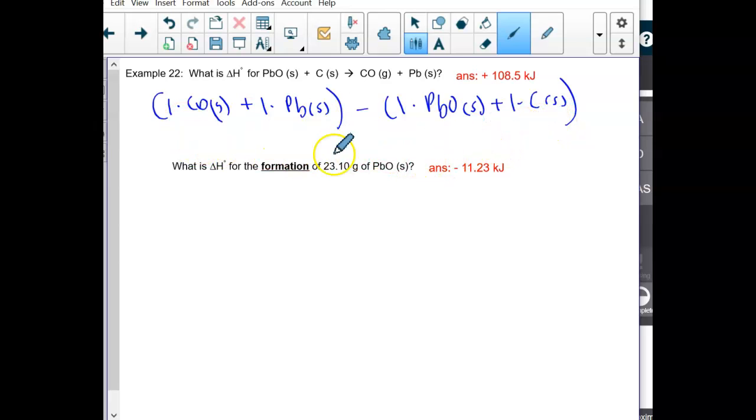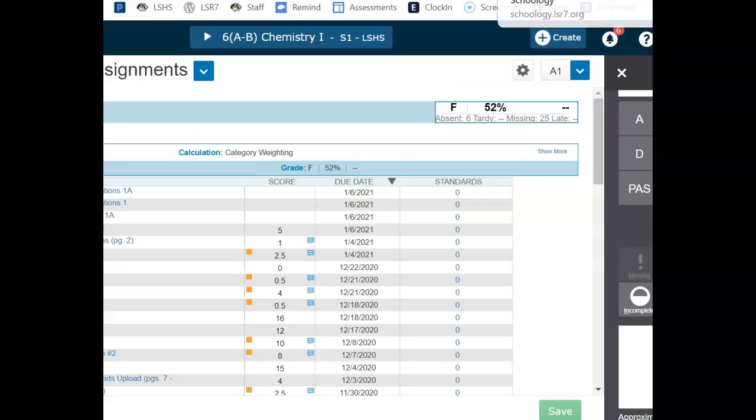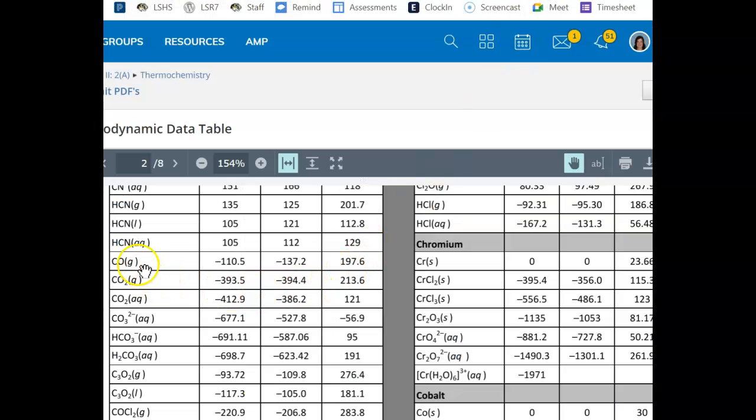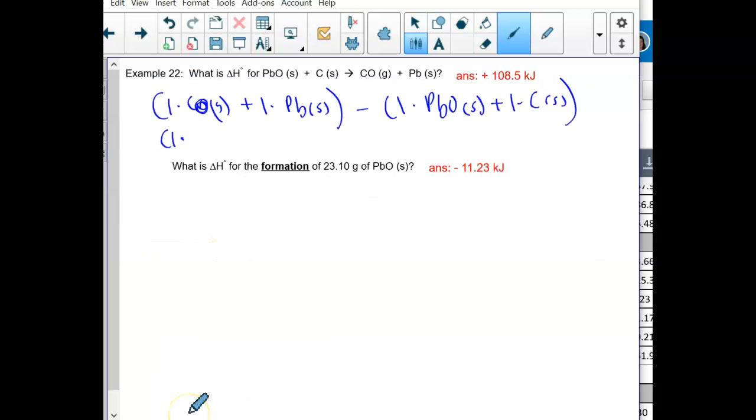If you don't have this and the numbers filled in off the sheet, I'm not giving you credit for the work. So you've got to have this part and then the numbers filled in, and then you can just do the math and come up with your final answer. So we're looking for 1 carbon monoxide gas, CO gas, negative 110.5. So this is going to be negative 110.5 plus, now lead is a solid in standard state, so I can say plus 1 times 0.